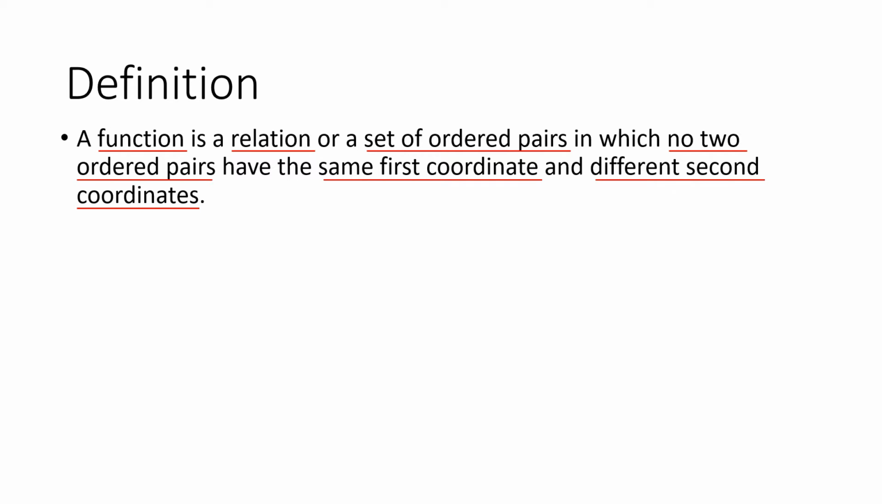If we recall, we already discussed relations, and a relation is a set of ordered pairs. Now this time, let us see if a relation is a function. For example, we have a set of ordered pairs: (2, 3), (1, 6), (5, 2), and (2, 8).